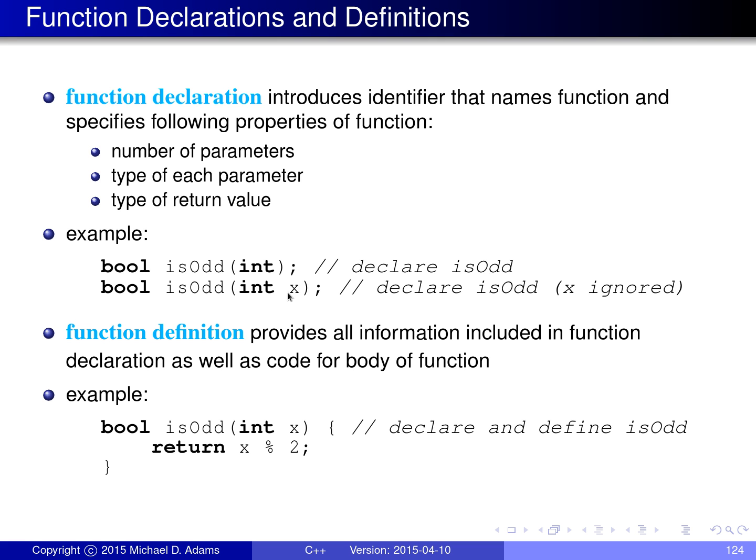You can also include names for the parameters if you like. For example, we can include a name here, x, for the parameter which has type int. However, these names are simply ignored by the compiler. They serve no useful purpose inside a declaration.